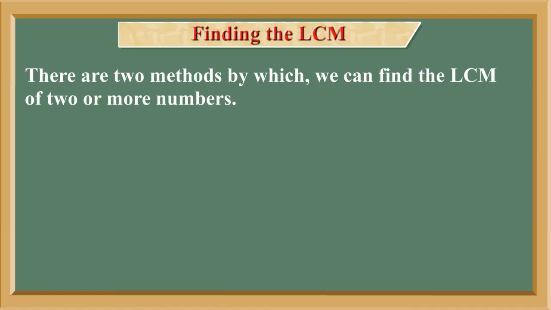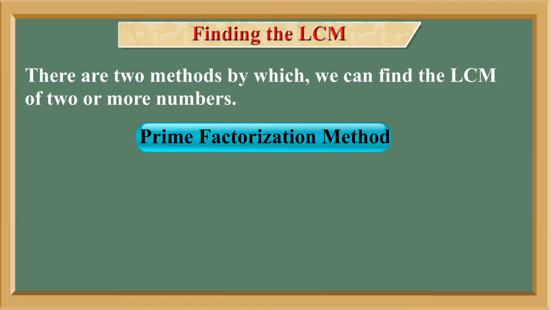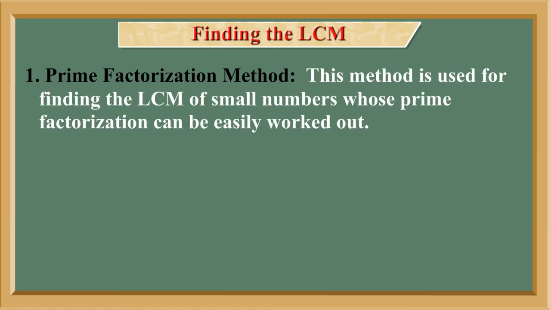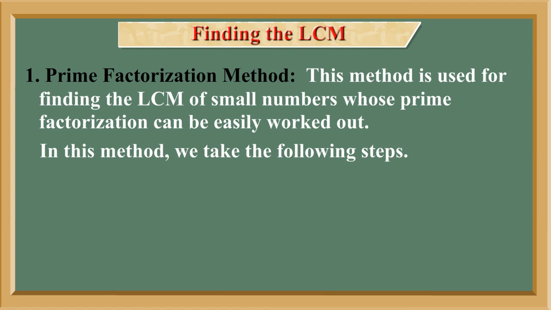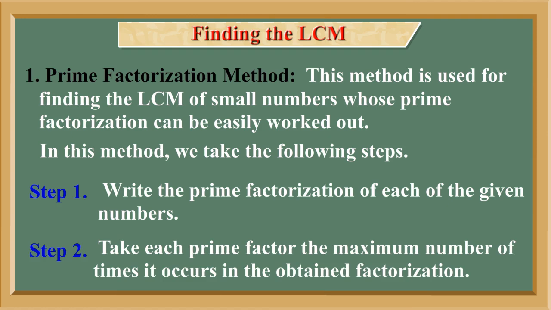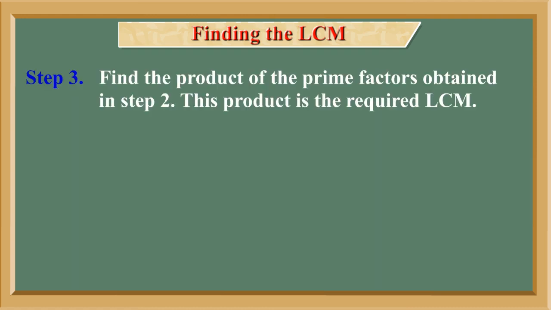Finding the LCM. There are two methods by which we can find the LCM of two or more numbers. Prime factorization method and division method. 1. Prime factorization method. This method is used for finding the LCM of small numbers whose prime factorization can be easily worked out. In this method, we take the following steps. Step 1. Write the prime factorization of each of the given numbers. Step 2. Take each prime factor the maximum number of times it occurs in the obtained factorization. Step 3. Find the product of the prime factors obtained in step 2. This product is the required LCM.